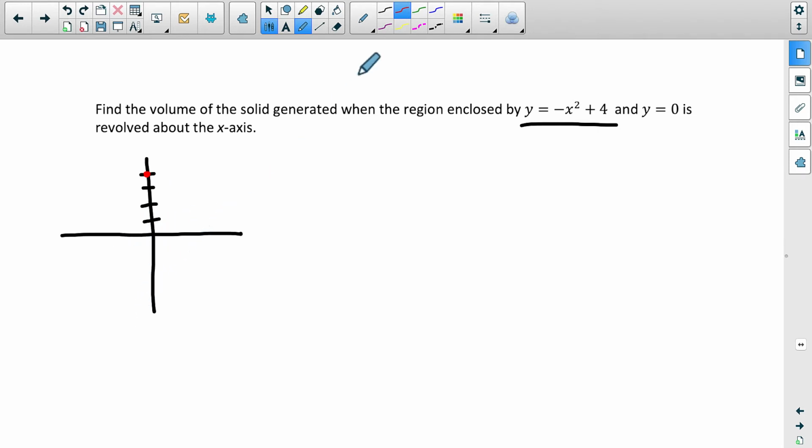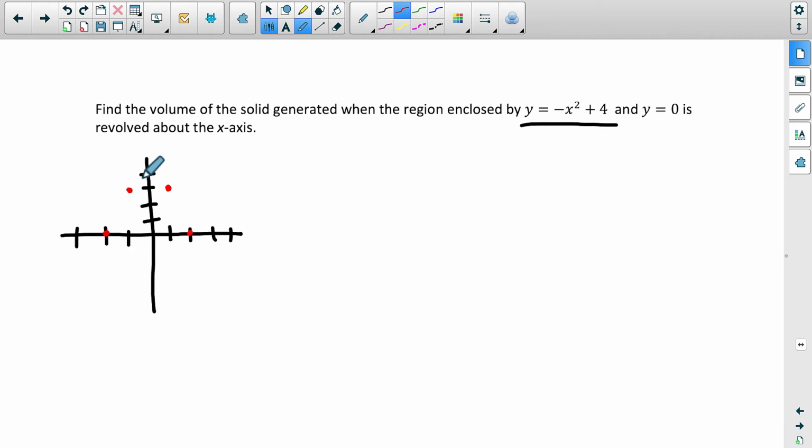So let's see. If we put 1 in here, again, you could probably graph this. If you remember graphing parabolas pretty well, you could graph this by going over 1, down 1, over 1, down 3, and we've made it to the x-axis. And same on this side, because of symmetry, it's going to look exactly the same.